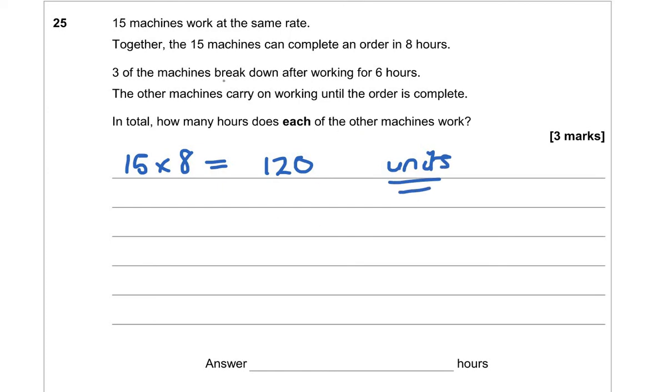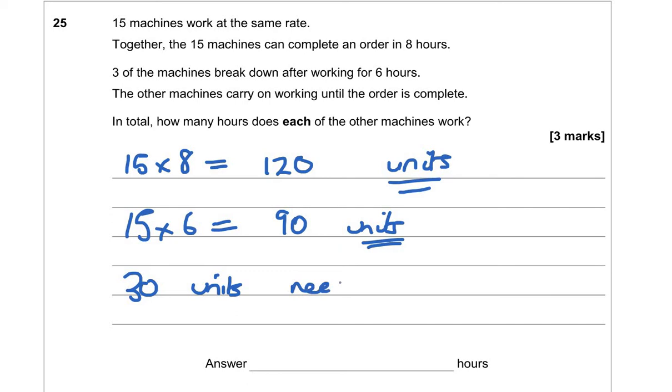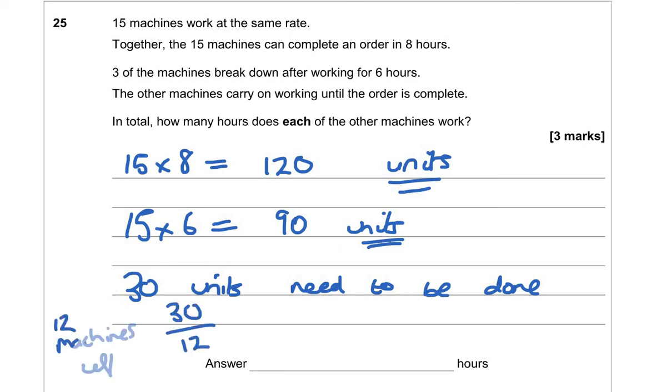Now let's figure out how much work was done before the 3 machines broke down. So 15 machines worked for 6 hours. This gives us 90 units of work. This means that 30 units still need to be done. So to find out how long this takes, we just take 30 and divide it by 12 because there's 12 machines left. Right, and this gives us, well, 15 divided by 6, so 5 divided by 2, which is 2.5 hours.